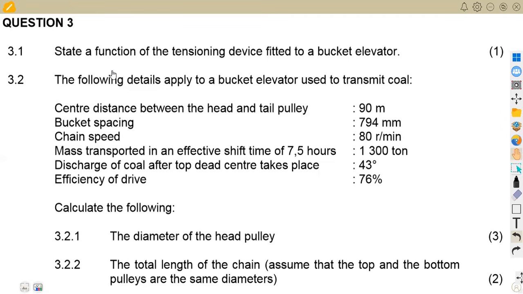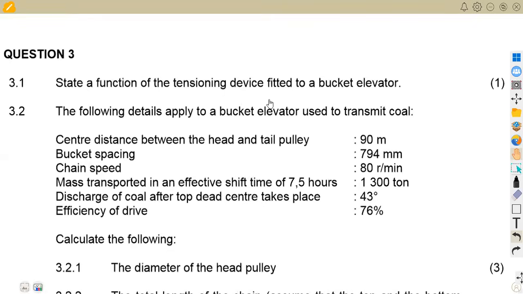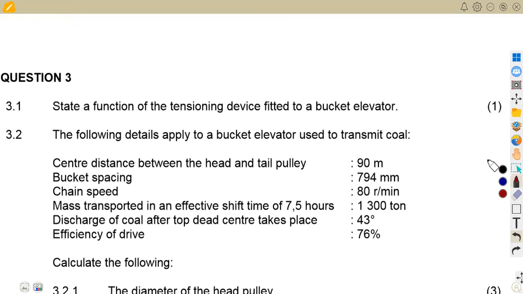Question 3.1 was to state a function of the tensioning device fitted to a bucket elevator. If you consider the sketch of elevators, we have a tensioning device which is actually used to compensate for variation in length of chain or belt due to temperature changes, atmospheric conditions, or even wear and tear. So that is the purpose of the tensioning device. We are going to compensate for variation in length of the chain.